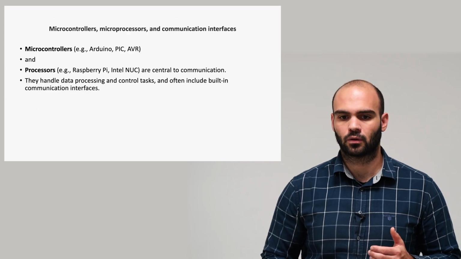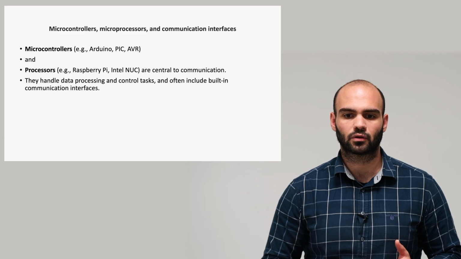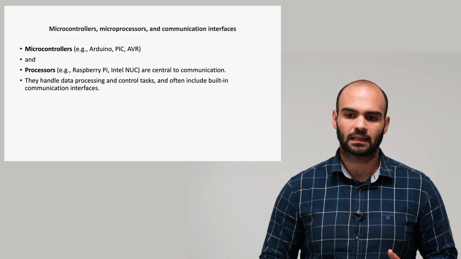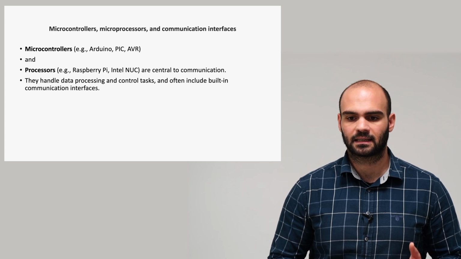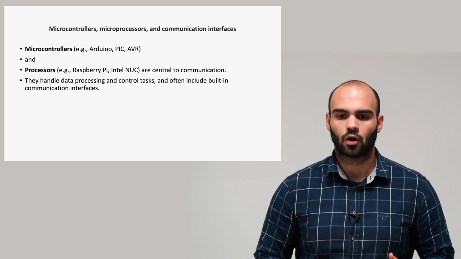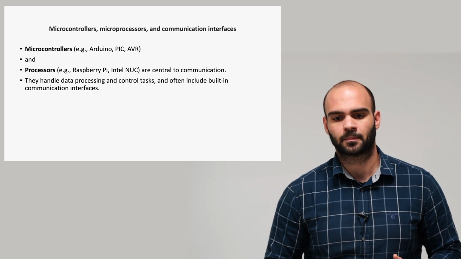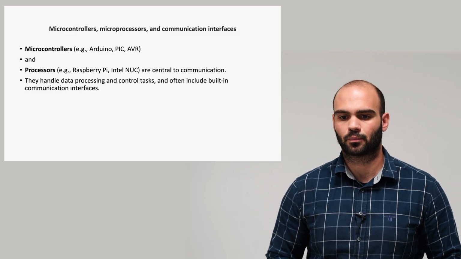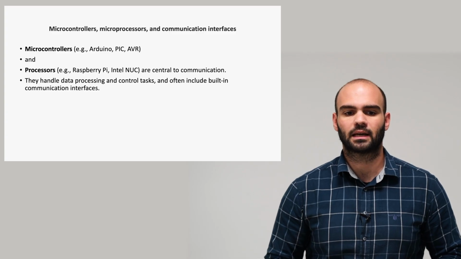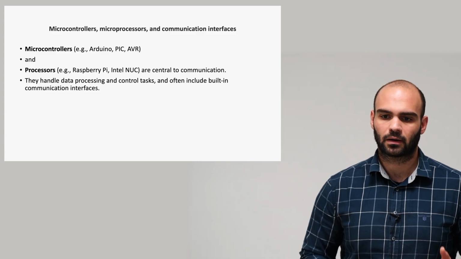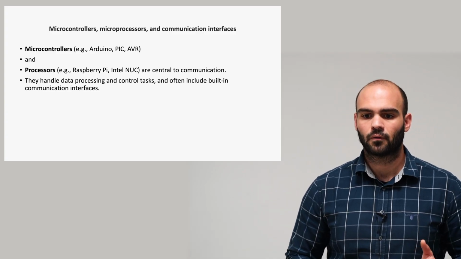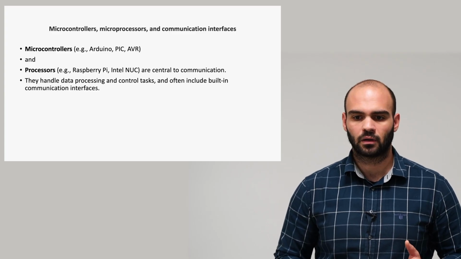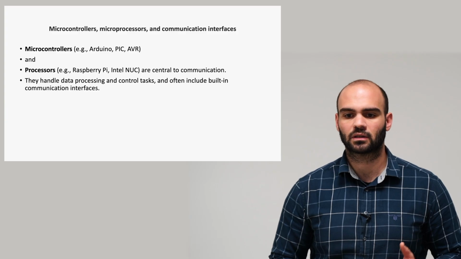Microcontrollers, like the Arduino Uno, are compact devices that combine processing, memory, and input-output pins. They are excellent for handling control tasks such as reading sensors and driving actuators, often with built-in communication interfaces. Microprocessors, on the other hand, are suitable for complex tasks such as vision processing, data handling, and network communication. Together, microcontrollers and microprocessors form the backbone of robotic systems, one handling low-level control and the other managing higher-level processing and connectivity.